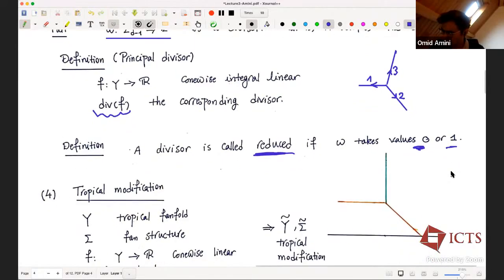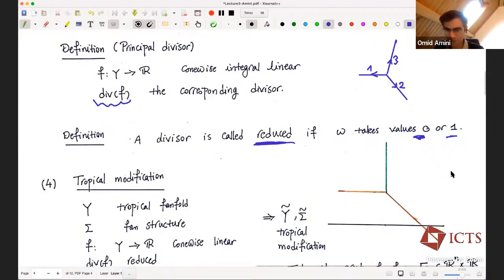Okay, so I need these functions because I want to change the fanfold. The other operations were changing it, but the changing was somehow elementary. This operation is somehow more interesting because it introduces some change in the support which you didn't have before. This is called the tropical modification.